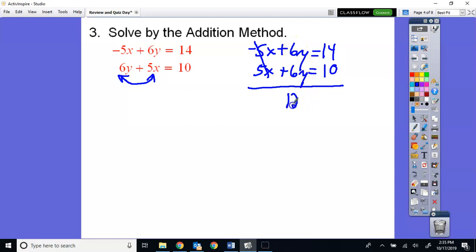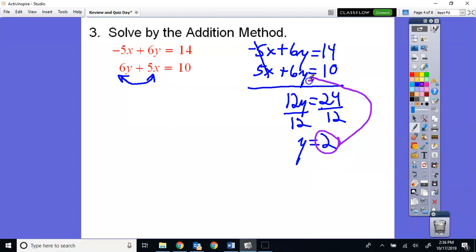6y and 6y is 12y. 14 plus 10 is 24. Then all you have to do is solve this little tiny equation here and divide by 12 on both sides, and you end up with y is equal to 2. Just like with the substitution method, if you take this little guy right here and you plug him in, you will find the x value. My suggestion would be to plug it into this one right here. That's just my suggestion. You do 5x plus 6 times 2 equals 10 because y is equal to 2.